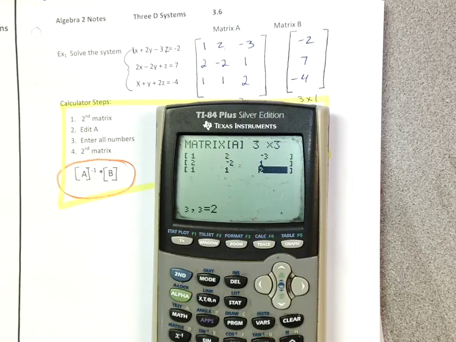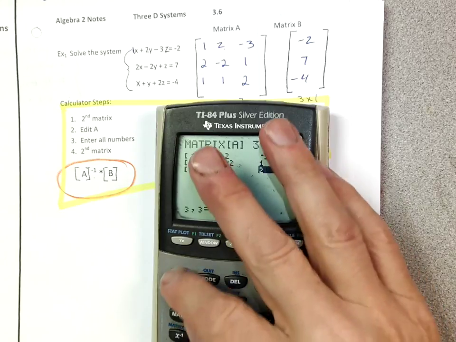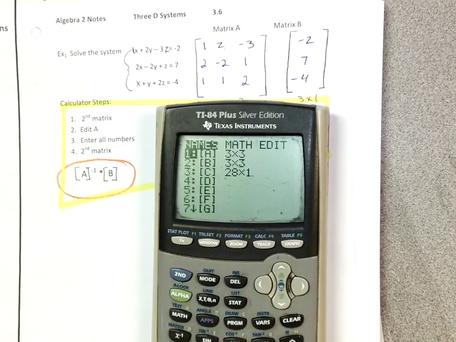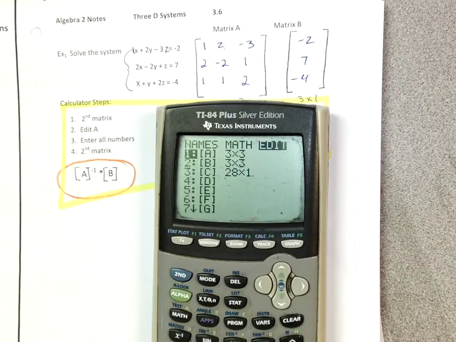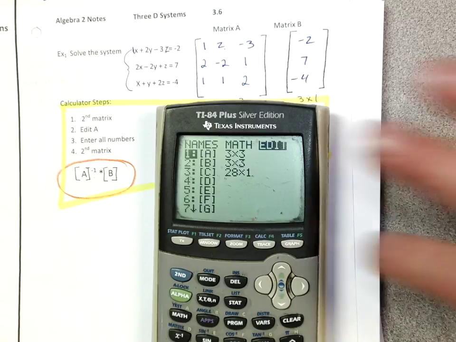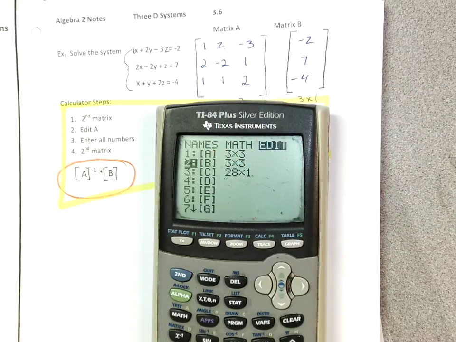We just made A. Let's make B. So to make B, we're going to do the same thing. So go back to matrix. Go second matrix, okay? And now we want to make B, so we're going to go to edit. Edit means to create, kind of like in the movies, right? In English, we're going to edit, create something. So this time I want to edit B, so I highlight B. Everybody there? Edit B, and I'm going to push enter.